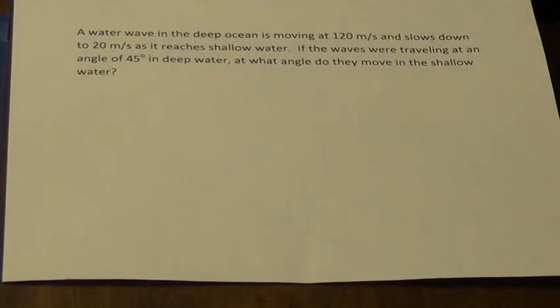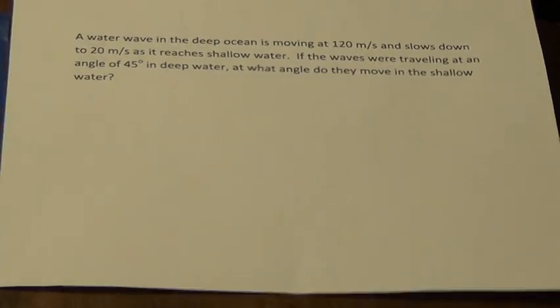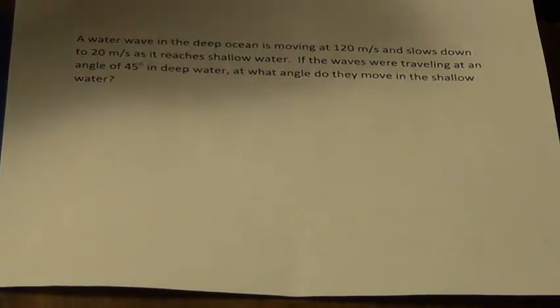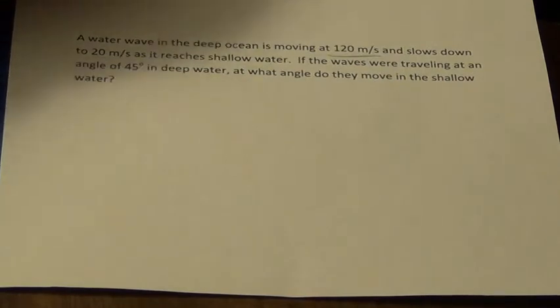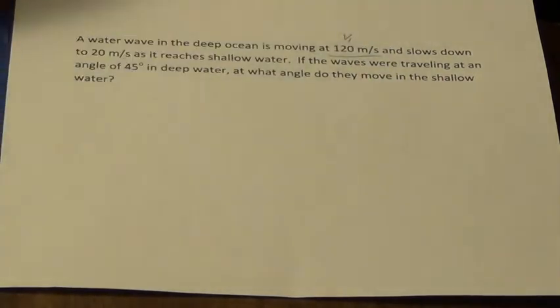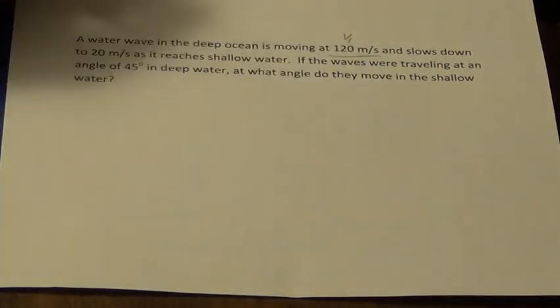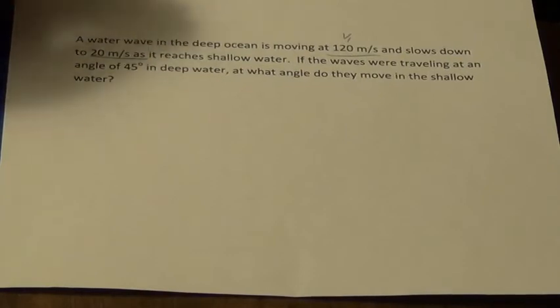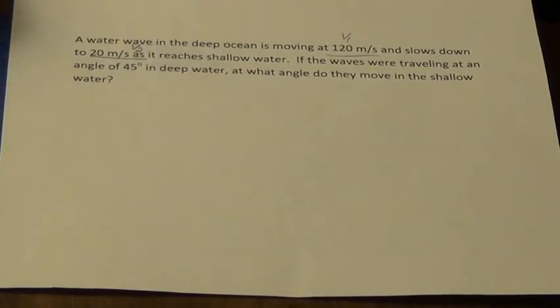And then for our second example here, this is one that involves angles. In this example, we've got a water wave in the deep ocean, and it is moving at 120 meters per second. So that would be the speed of our object at the beginning. We can call that speed 1. And it slows down to 20 meters per second as it reaches shallow water. Remember, as water travels from deep to shallow water, it does tend to slow down. So right there, we're going to call that speed 2.